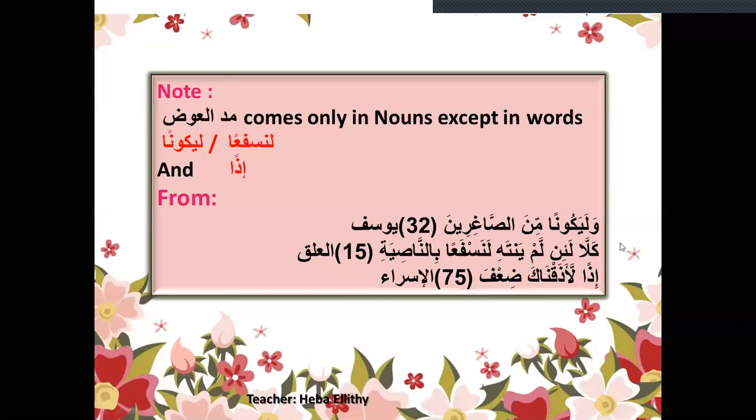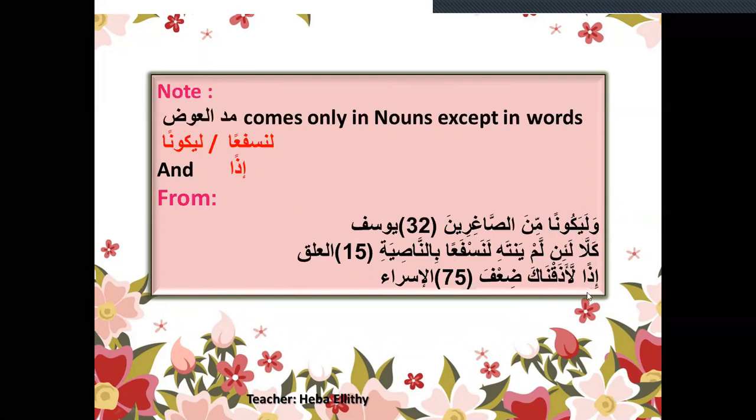Let's read it together. In Surah Yusuf, ليكونن من الصاغرين. So when I connect, I apply the noon and tanween rules. But when I stop on it, I will stop لا يكون. So I stop with what? ألف مادية 2 beats. Here لنسفعا بالناصية. I follow the noon and tanween rules here, and I make إقلاب in between. But if I stop, I will say لنسفعا.